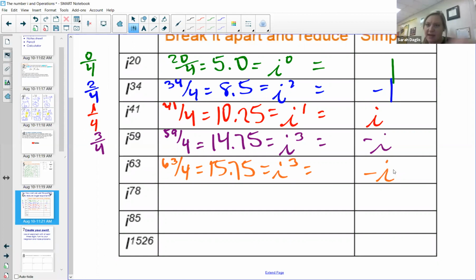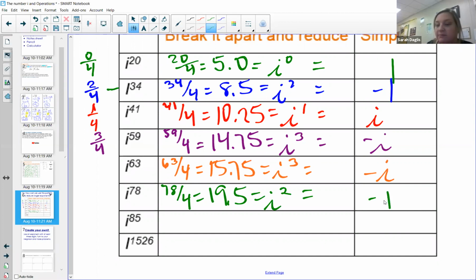All right, so are we seeing the pattern? Seeing how we can use our cycle of 4 to simplify our large exponents? Got 3 more, 78. So take 78, divide it by 4. That gives us 19.5. 0.5, like over here, that's the same as having 2 over 4, so it's the same exponent as 2, because 0.5 is 2 over 4, and i squared is negative 1.